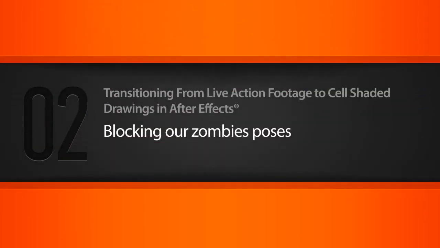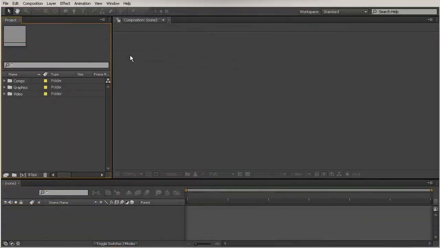In this lesson, we will set up our main composition, get a feel for our live action footage, and begin to block out the poses for our zombie. Okay, so if you're just starting out with us, we are going to be using 02_begin in the After Effects project files, and that's already going to have all of these pieces of assets loaded up over here in your project panel.